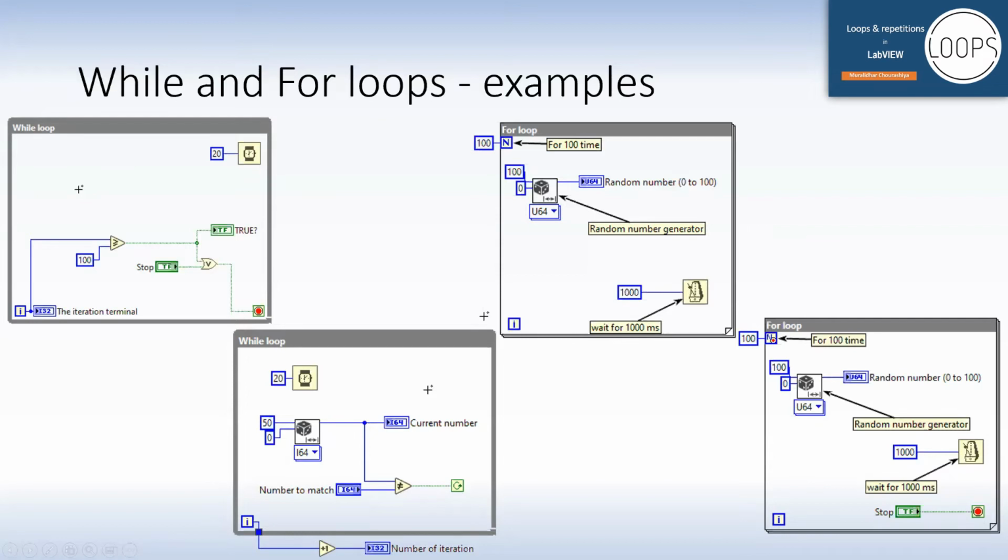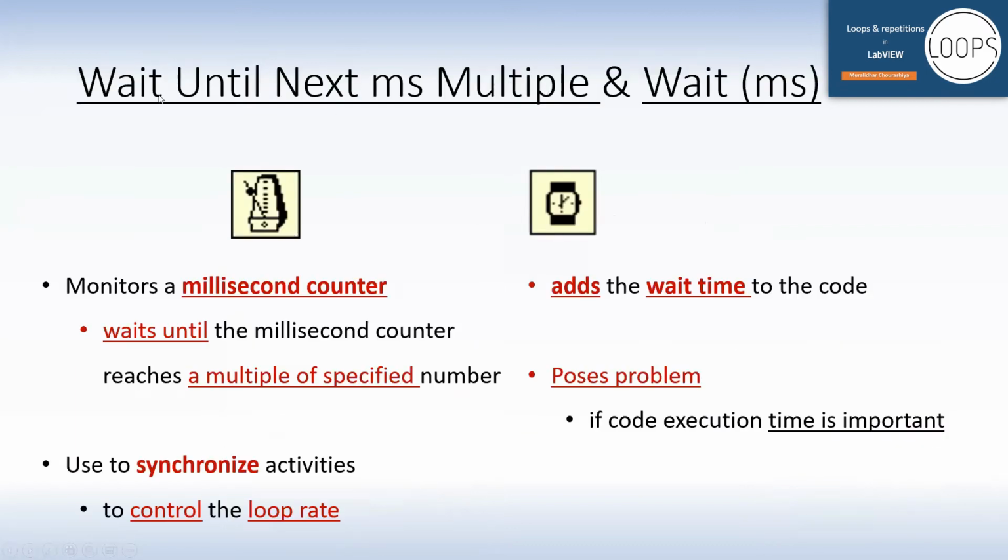Here is a value and here is a value. Both do the same thing. It also waits for some milliseconds. So what is the difference between these two delays? This function is called wait until next millisecond multiple, and this is wait for millisecond. So this function is very accurate.